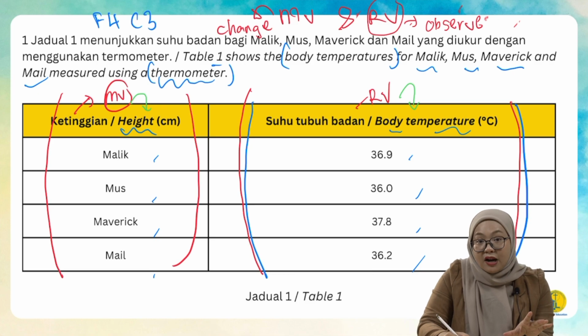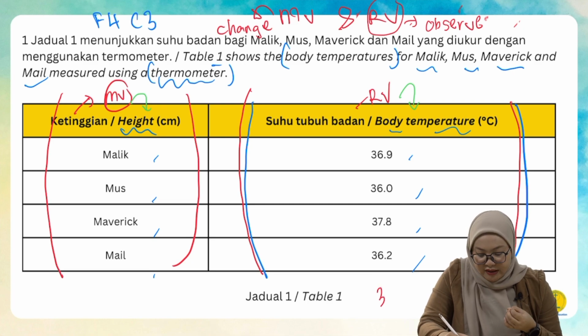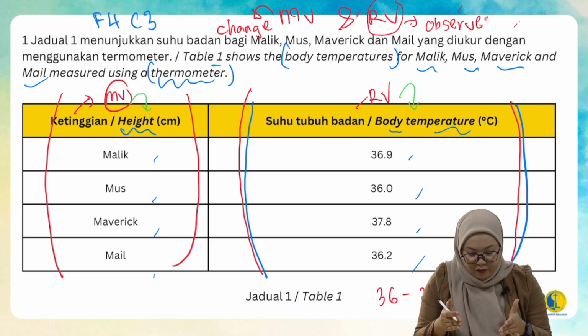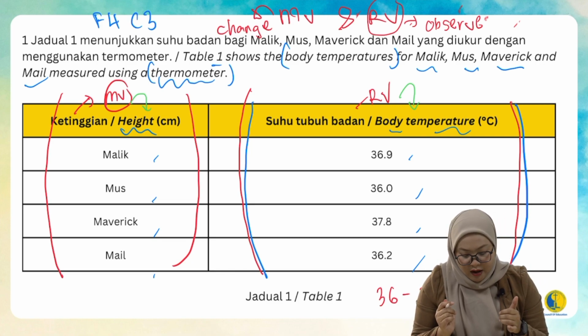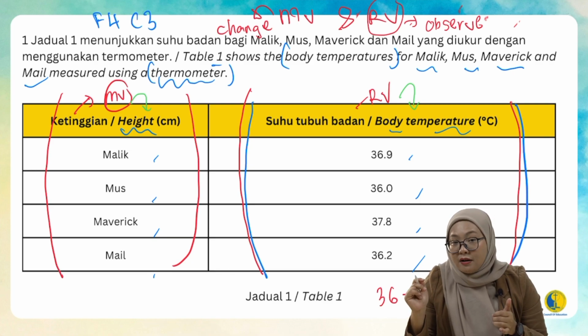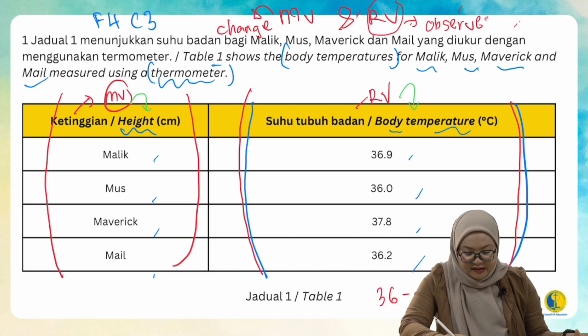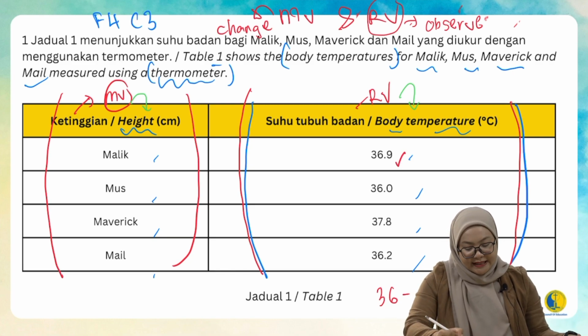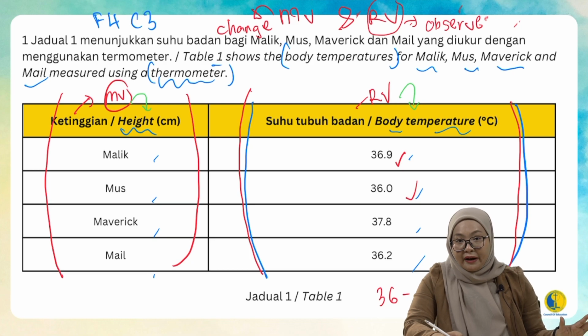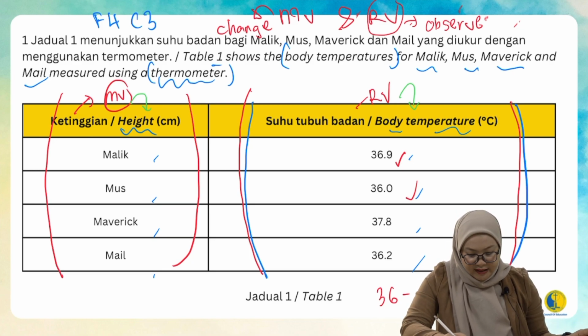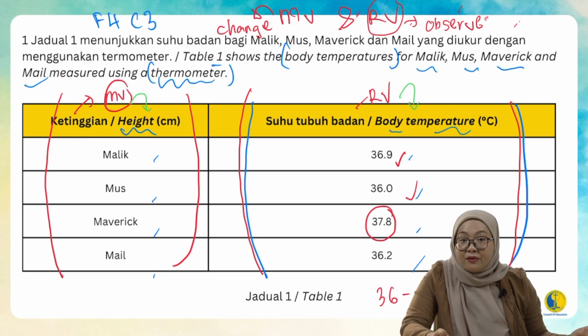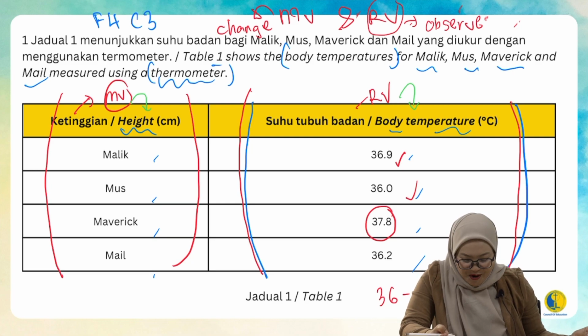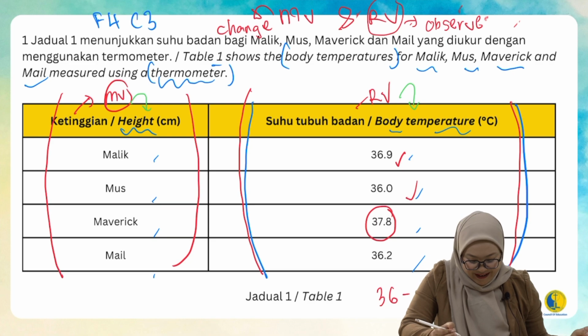Okay, first of all, just now the question asked you to justify what is the normal range, 36 to 37.4. Now, can you observe which of the following body temperatures of the boys actually exceeded the normal range? 36.9 is normal. 36 is still considered normal. Remember guys, below that is not normal. Higher than that, fever. Okay. So 37.8, is it normal? Maverick, is it normal? Definitely not normal. It's more than 37.4.